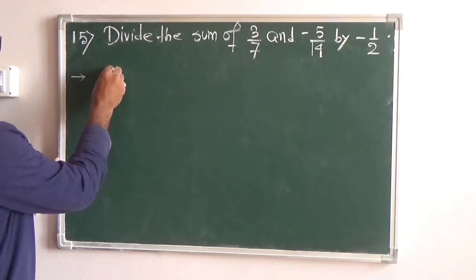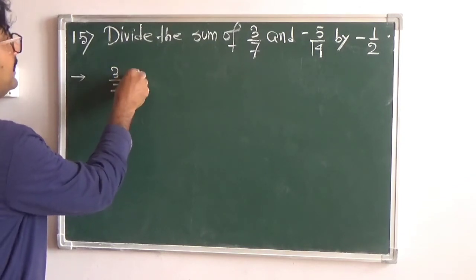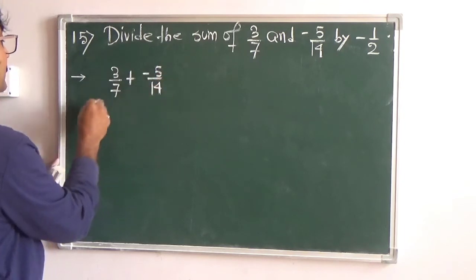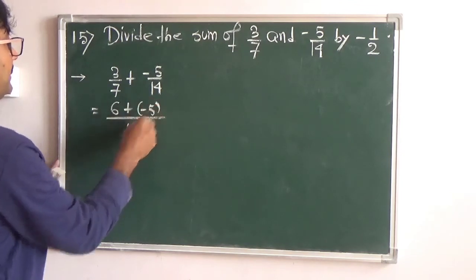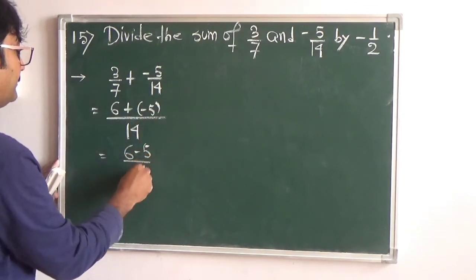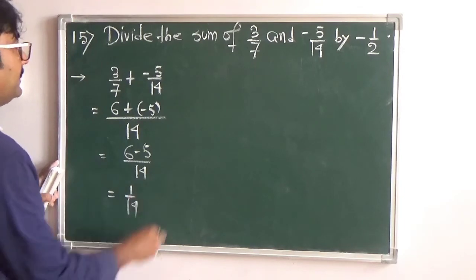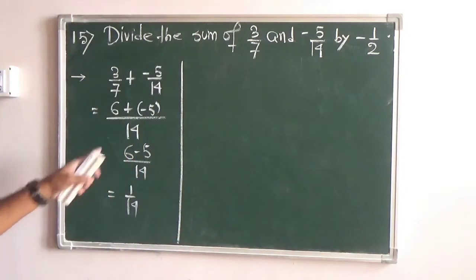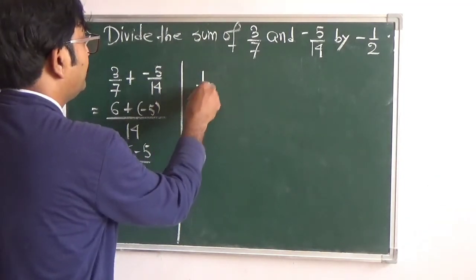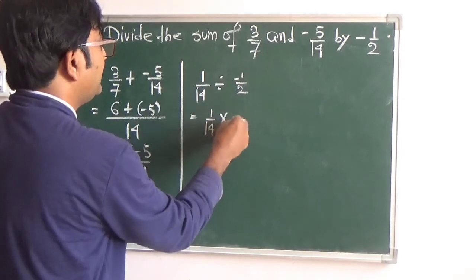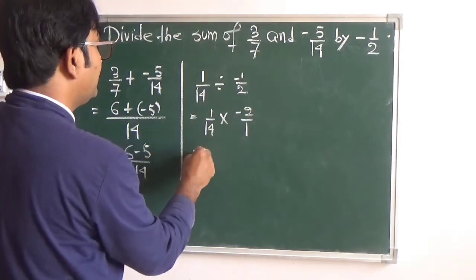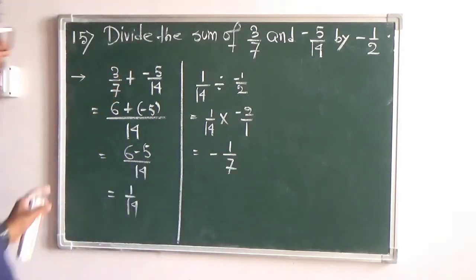So let us first operate on 3/7 plus minus 5/14. So this gives the LCM 14, 6 plus minus 5, so 6 minus 5/14, and this is equal to 1/14. Now next, this result is to be divided by minus 1 by 2. So we'll write 1 by 14 divided by minus 1 by 2. So it is 1 by 14 into minus 2 by 1. So it becomes minus 1 by 7. So the final result of this is minus 1 by 7.